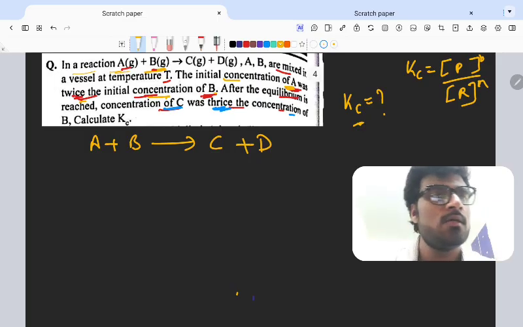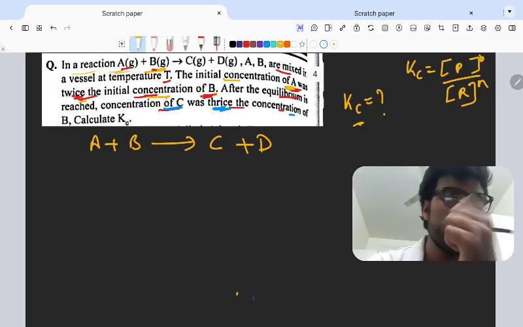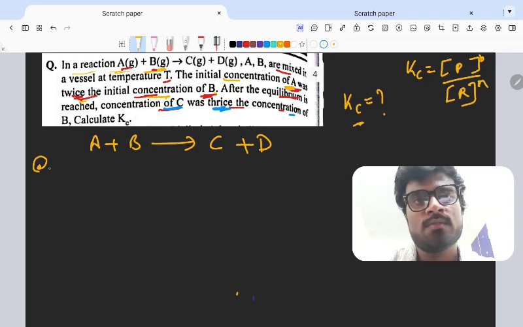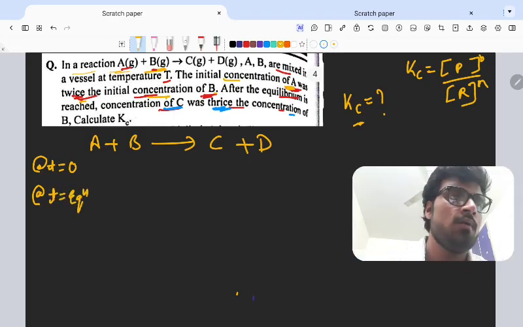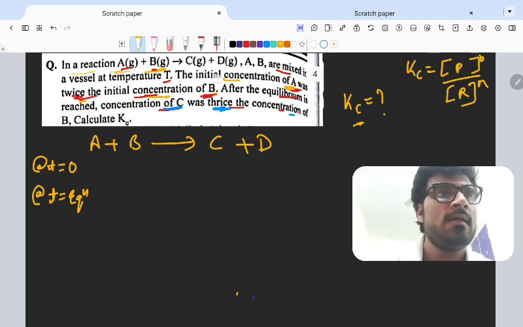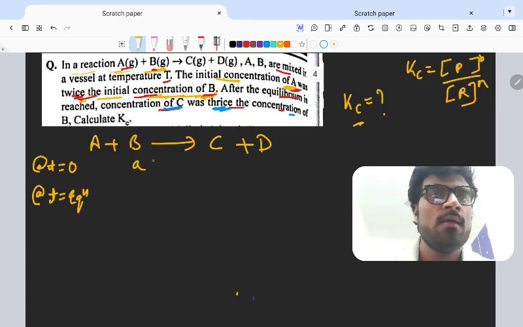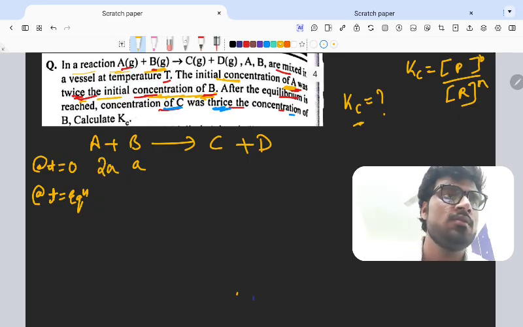Let us first understand how to write the chemical equations here and what the terms mean. For example, at time t equals 0 and at time t equals equilibrium. Time t equals 0 is the initial time, when we have not mixed the chemicals and the reaction has not started. At that time, the initial concentration of A was twice the initial concentration of B. It means if I consider the concentration of B as a, then the concentration of A was 2 times a.